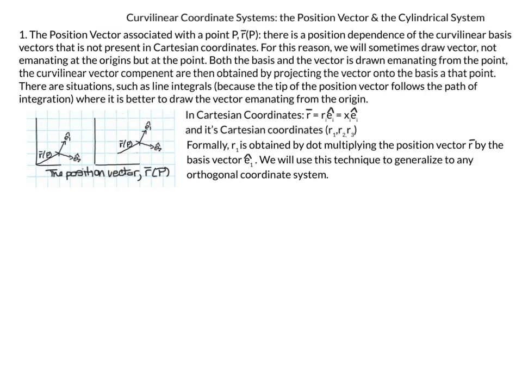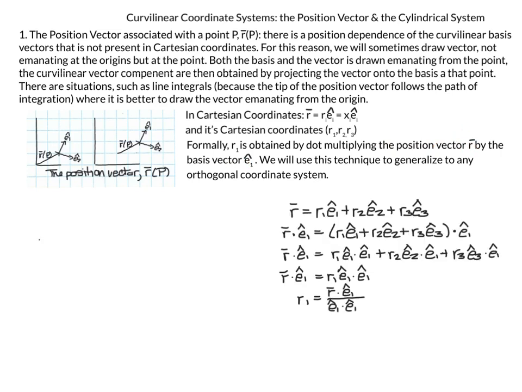In Cartesian coordinates, our position vector r is equal to r sub i, that is the ith coordinate, times e sub i hat, that is the ith basis vector. Also, we can write this with the x notation, x sub i, e sub i hat. And then we would say, if we have 3 dimensions, r1, r2, r3. And formally, we would obtain r1 by dot multiplying the position vector r by the basis vector.